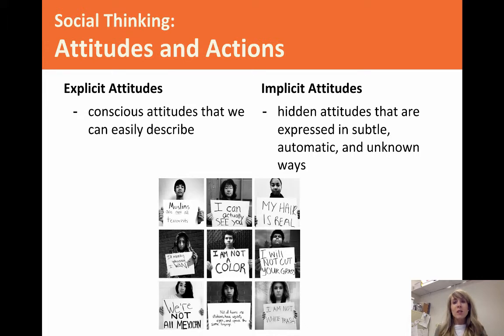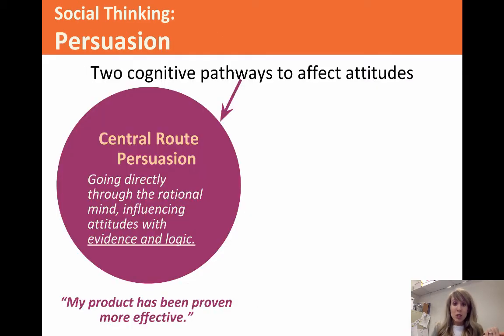Now, there's another type of attitudes, and these are called implicit attitudes. And these are hidden attitudes. They are expressed in kind of subtle, automatic, unknown ways. Most of the time, when we talk about implicit attitudes, we are talking about some sort of prejudicial or discriminatory attitude. We'll come back to that more when we talk about prejudice and discrimination, but I just wanted to put that up here as the two basic types of attitudes that exist, and either can impact your actions. Let's say I wanted to change your attitude, right?